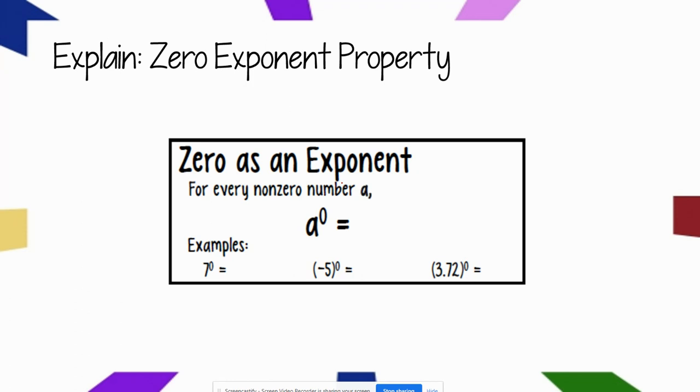Whenever you have 0 as an exponent, what really happens is that you eliminate your base and your exponent and it becomes 1. So a raised to the 0 power is actually equal to 1. If 7 is being raised to the 0 power, then it equals 1. If negative 5 is being raised to the 0 power, it equals 1. If 3.72 is raised to the 0 power, it equals 1.